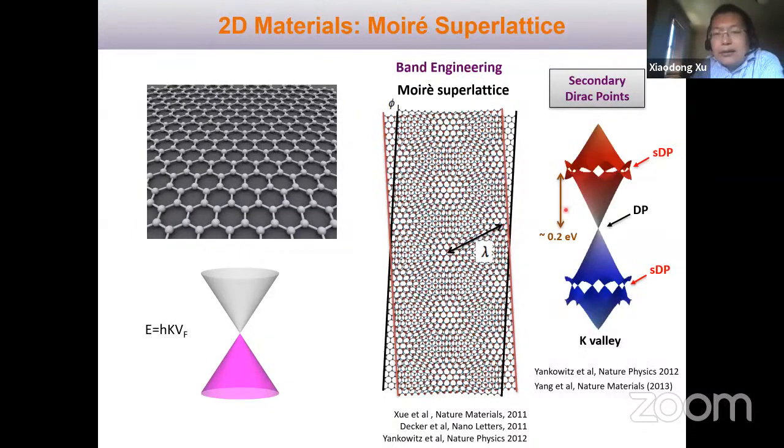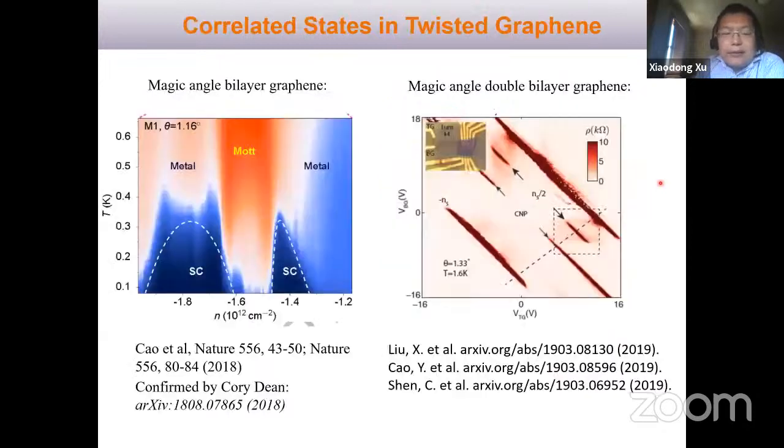A simple example is once you put graphene on top of hexagonal boron nitride, the band structure will be significantly modified. In addition to the Dirac point, a secondary Dirac point is going to form due to the Moiré superlattice structure. And very recently, everybody knows the famous twisted graphene systems, right? Once you have two sheets of graphene at the magic angle, you can observe all kinds of correlated electronic states, superconducting states, etc.